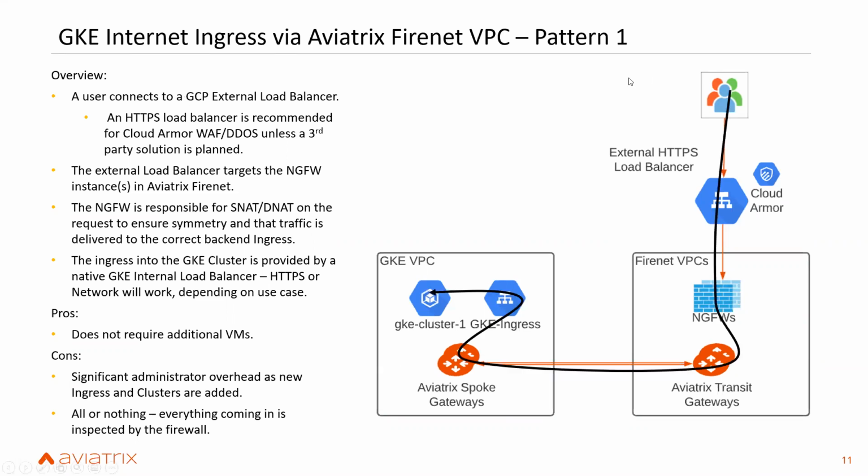Now, the packet flow for this pattern is very straightforward. It just comes in via the load balancer, and it goes to the next generation firewalls, through the transit, through to the spoke gateways, and then to the ingress, and then to the cluster. So very straightforward path through.